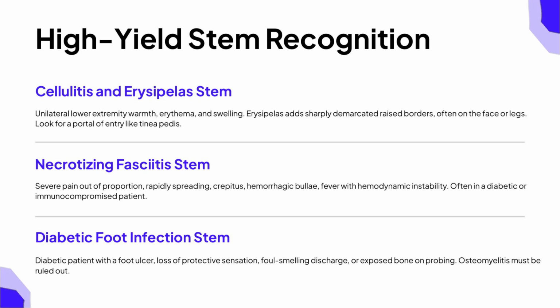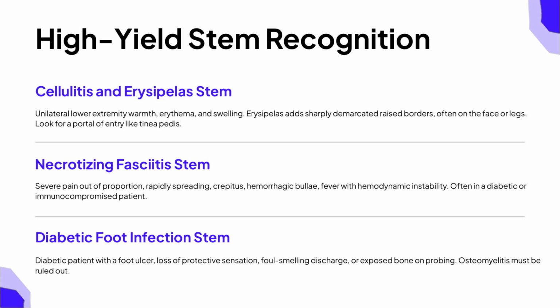Second, the necrotizing fasciitis stem. This is severe pain out of proportion to what you see on exam, rapidly spreading erythema, crepitus on palpation, hemorrhagic bullae, and a patient who looks septic. This patient is often diabetic or immunocompromised.